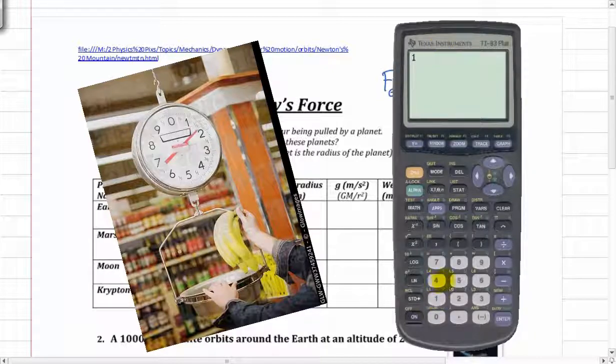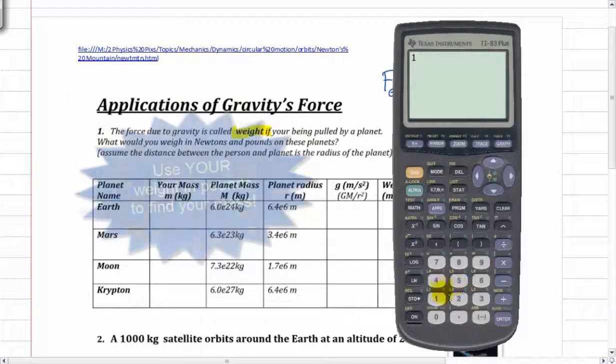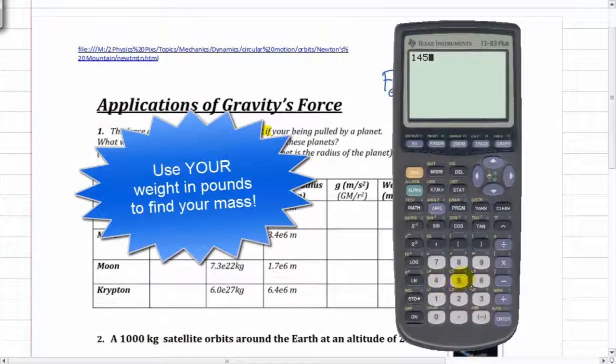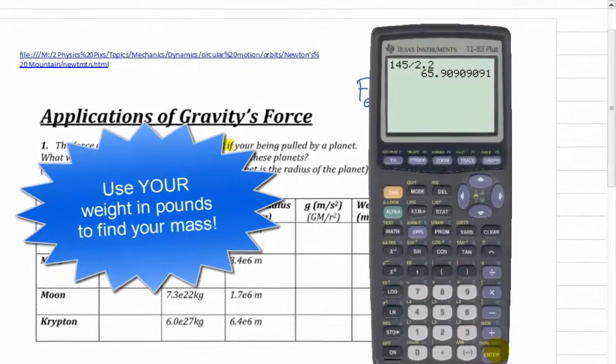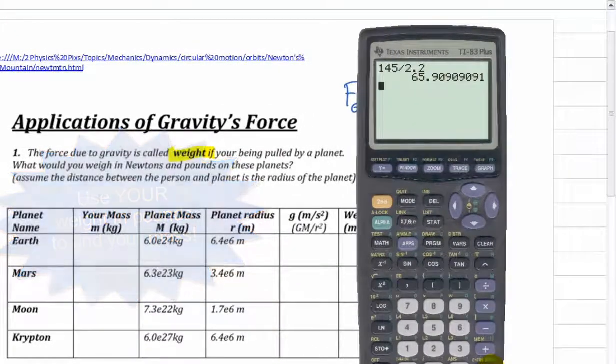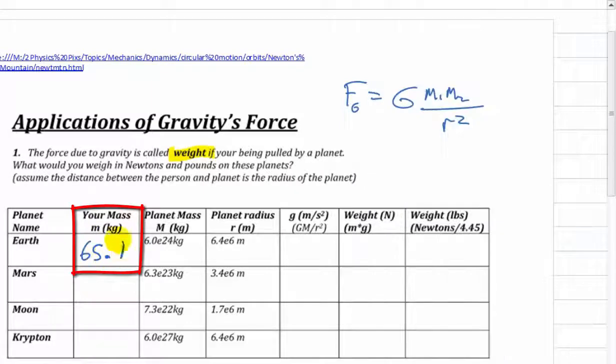So I think I'm around 150 now. I don't know what I am. I'll just make up something. 145, and then divide by 2.2 roughly. And I promise when I check your labs and calculations, ladies, I only look at your weight in newtons and your mass in kilograms, because it's none of my business. There you go. So anyways, I'm about 65.9 kilograms. Don't worry about units because they're already given.